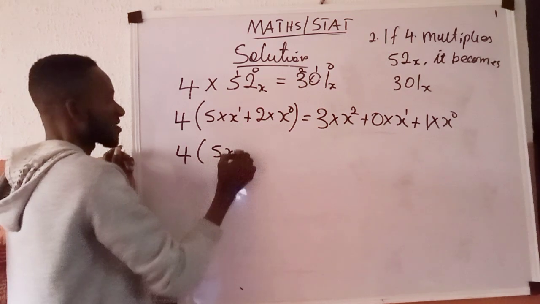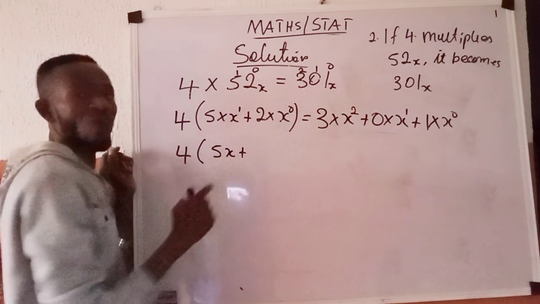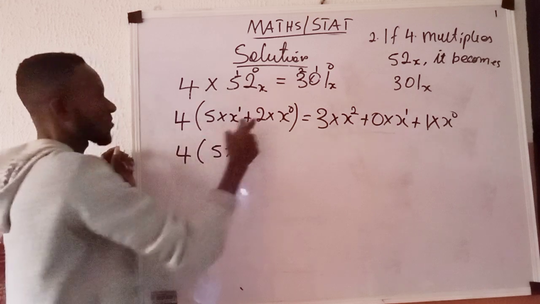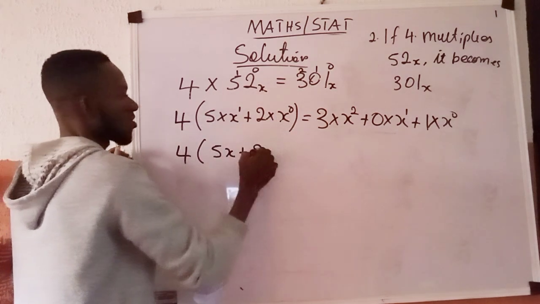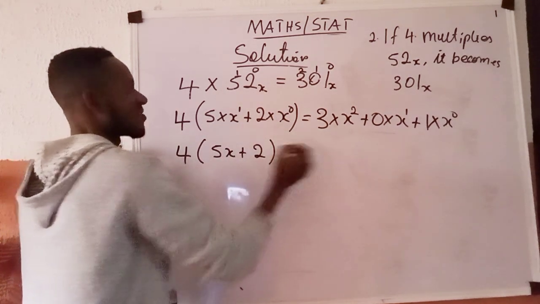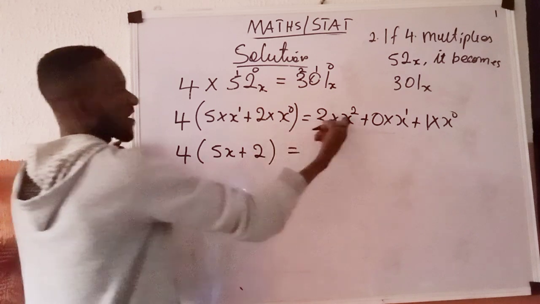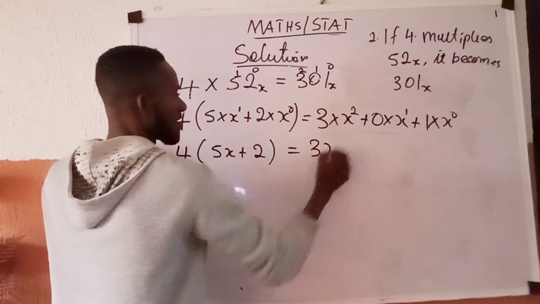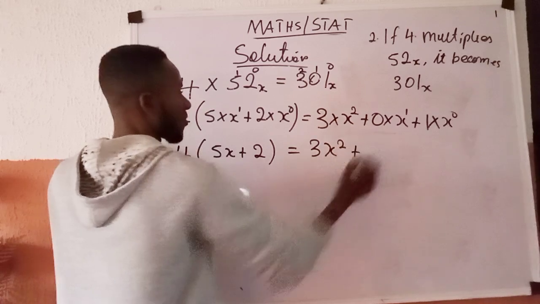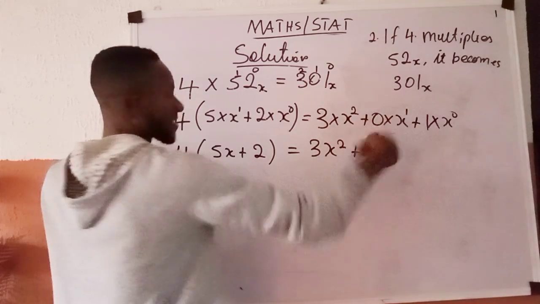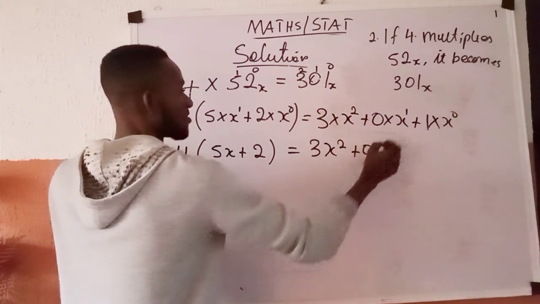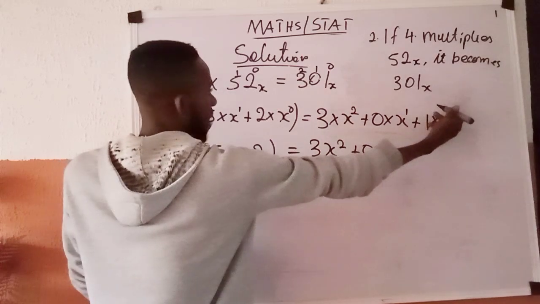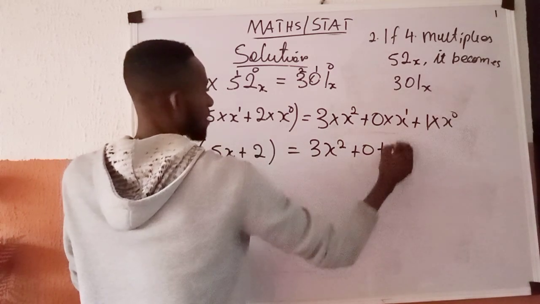5 what? X plus. Anything raised to power 0 is what? Is 1. So what we have here is 2 times 1, which of course becomes 2. Close the bracket, is equals. Then over to here, this is 3, this is x raised to power 2. So you have 3x raised to power 2 plus. When 0 multiplies anything, it returns 0. So I have here 0 plus. Then here is 1. So I have 1 times 1, which is 1.